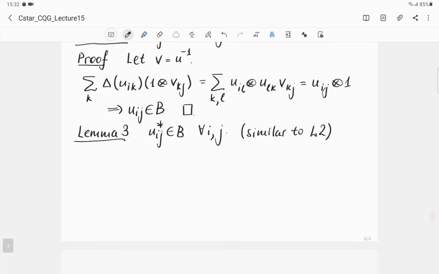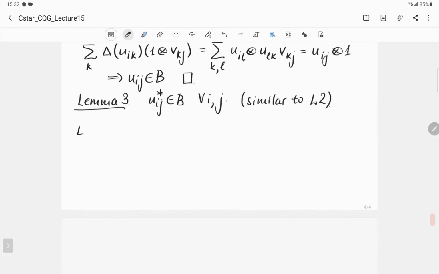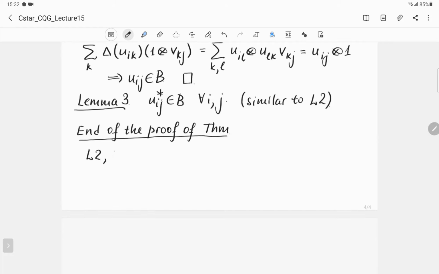And now the end of the proof of our theorem. Since A is by assumption generated by the elements Uij as a C-star algebra, lemmas 2 and 3 imply that B is dense in A.